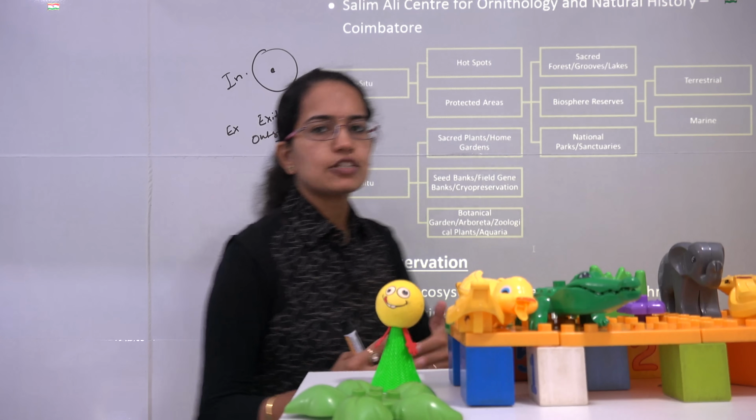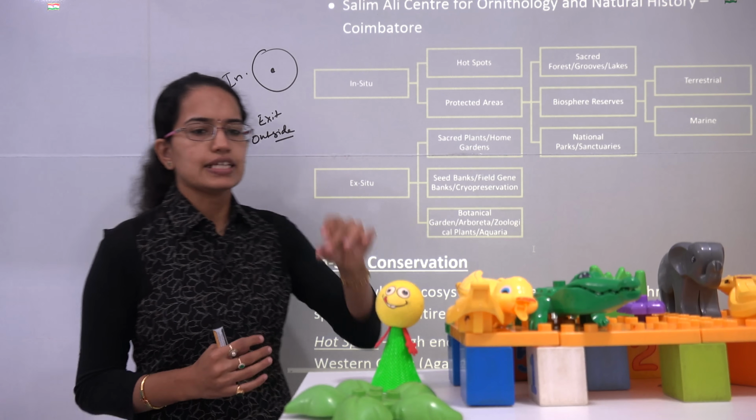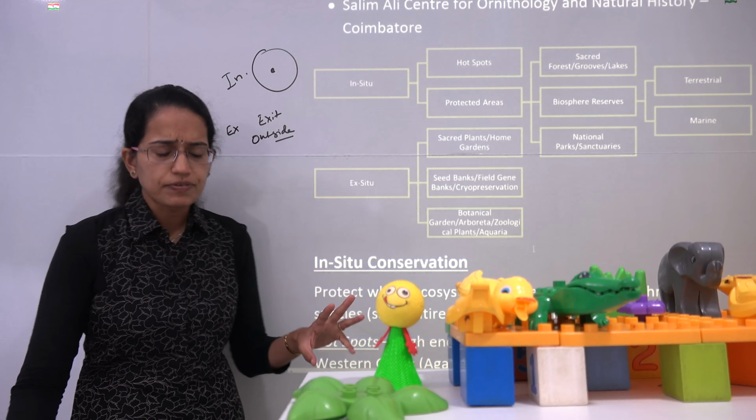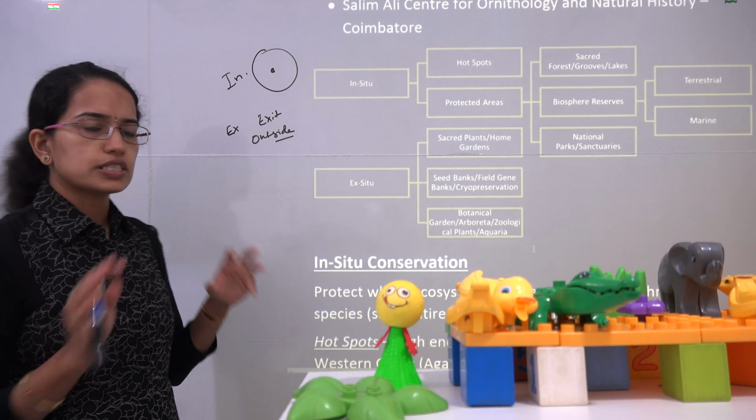However, in ex-situ conservation, what happens is, let's say I want to preserve this species of plant. So I take this plant out from this ecosystem and I try to preserve it separately. This could be done by various means. There could be seed banks, tissue cultures, you could have cryopreservation, and so on and so forth. So when I am taking this species out from its surrounding and then trying to conserve it or preserve it, we call it ex-situ conservation. So a very fundamental difference, and many of the students get stuck here.